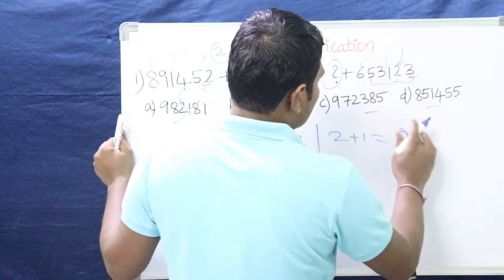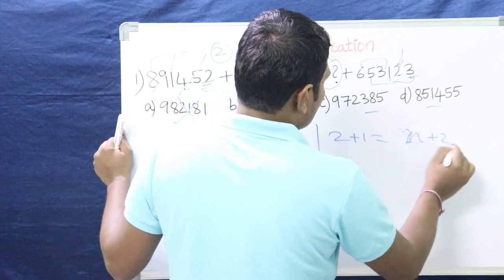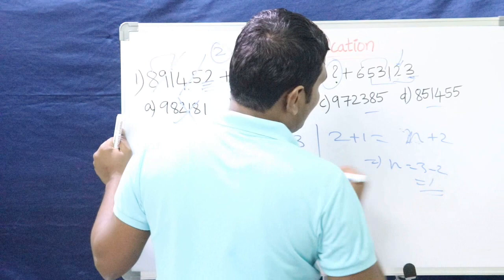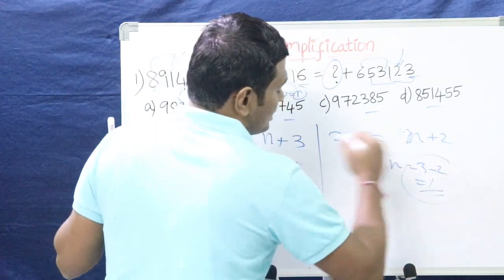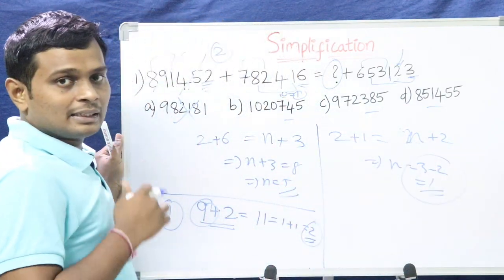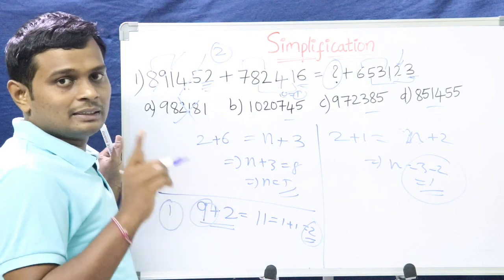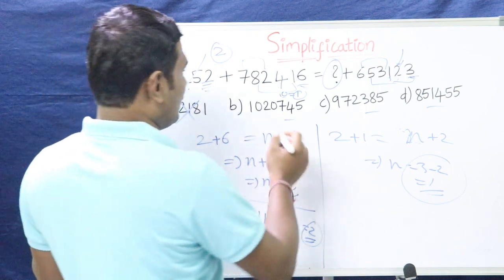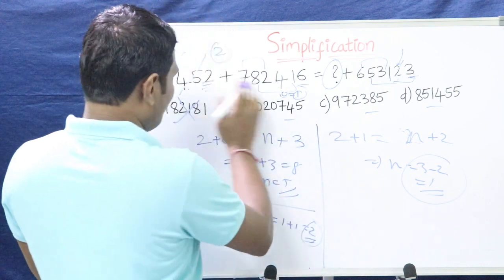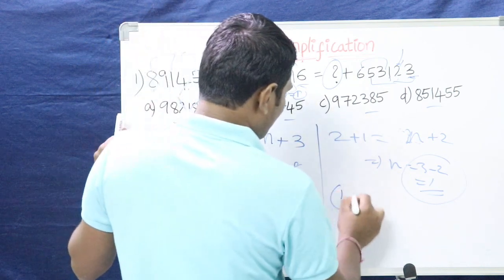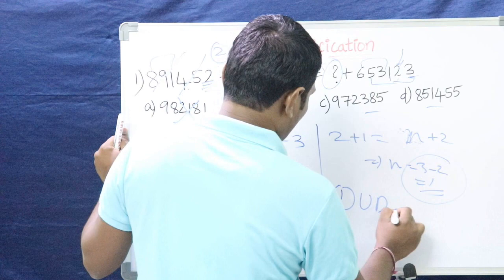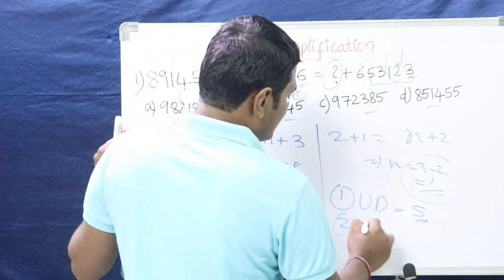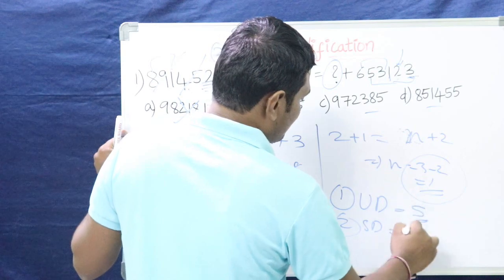That means the sum n plus 2. n equals 3 minus 2 equals 1. So the sum of all the digits in the resultant should be 1. This is one more quick way to solve the problem. And the third one: the first step we have done, the unit digit should end with 5. The second, the sum of the digits is 1.